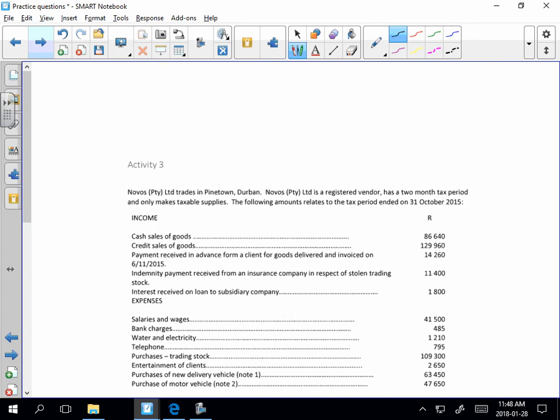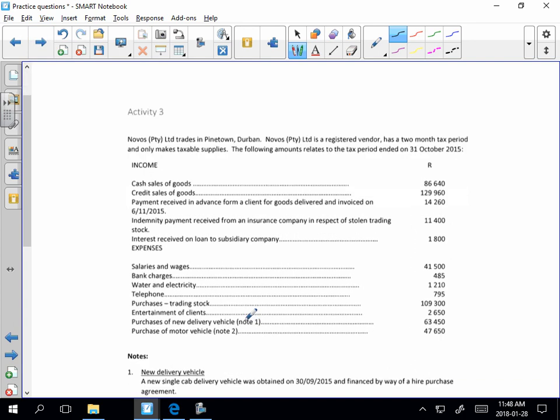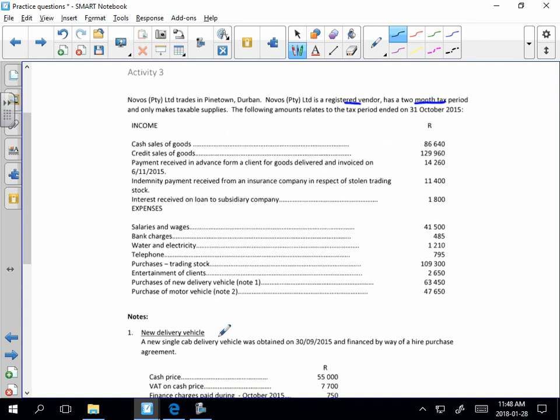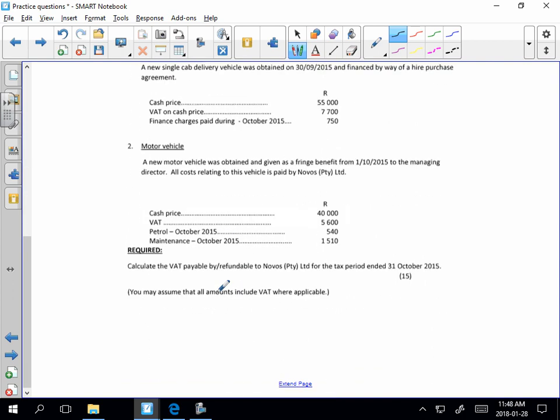So what this means, guys, is either you'll get a question where there's the split or you'll get a question without a split. If you get a question without the split, then you're happy, because no funny things. If you get it with the split, then there are certain things that you need to do. So looking at the one without the split, which all students will love, it's a registered VAT vendor, 2 month tax period. From the income side of things, we're told that cash sales of goods is equal to 86,640. You may assume that all amounts are inclusive of VAT.